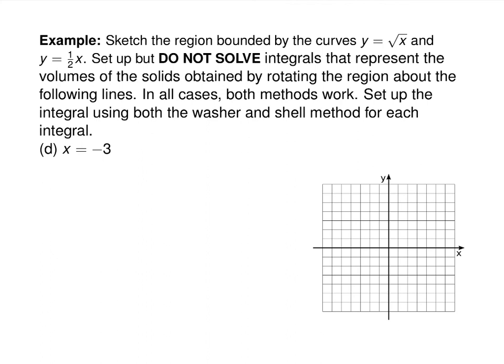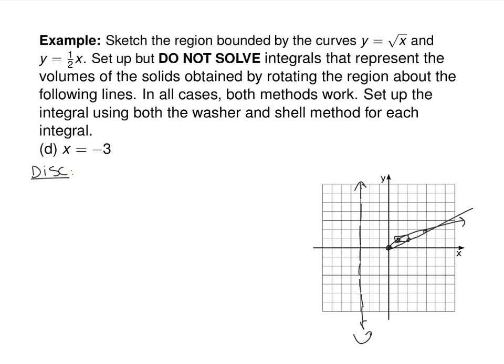All right, and finally a vertical line. So x equals -3. So that's over here. Okay. So first we'll do the disk method. So slicing perpendicular to the axis of rotation. So those are horizontal slices, hence they're going to be y's.